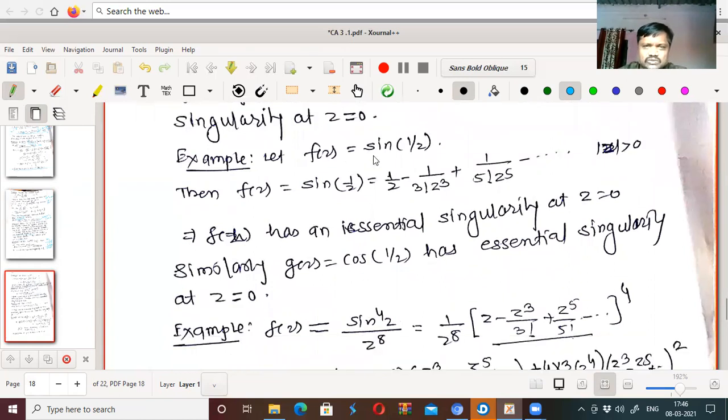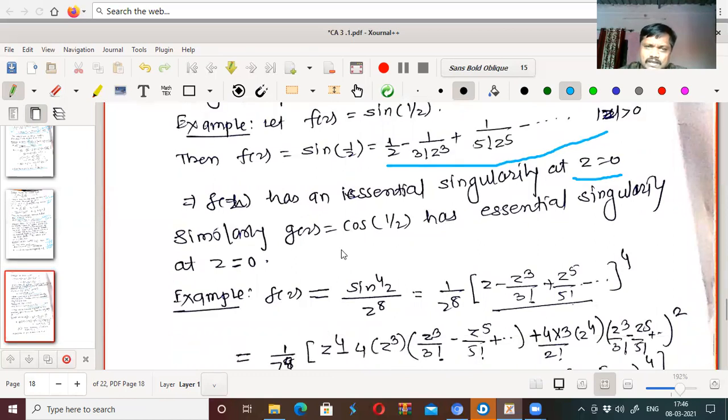Similarly, if I take f of z equal to sine of 1 by z, that can be expressed again with an infinite number of negative terms in the principal part, therefore an essential singularity at 0. Similarly, cos 1 by z also has an essential singularity at z equal to 0.